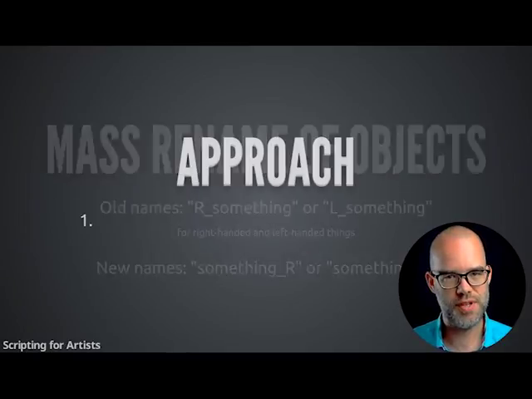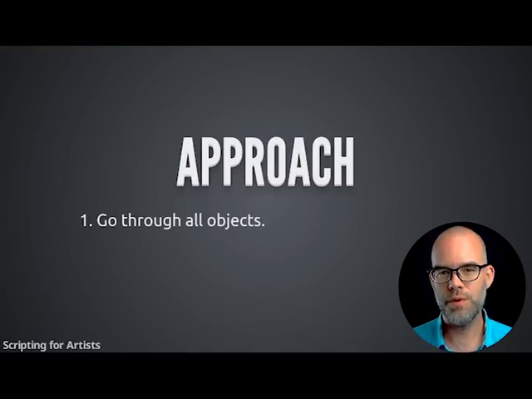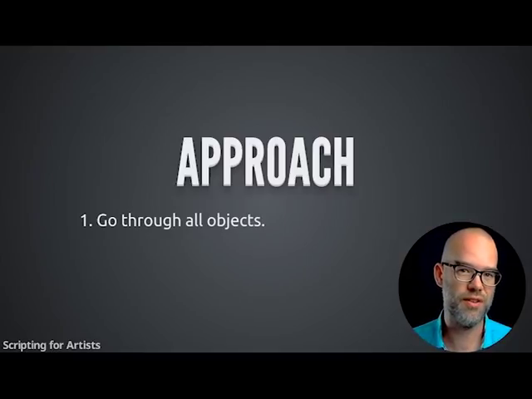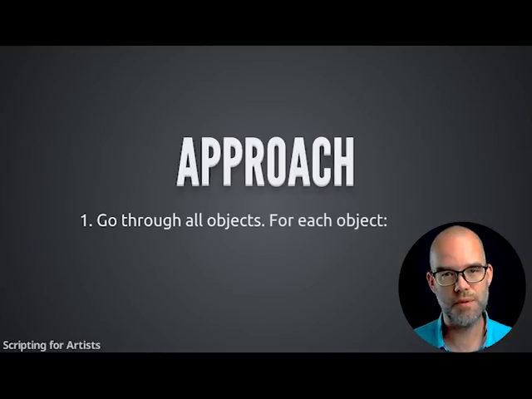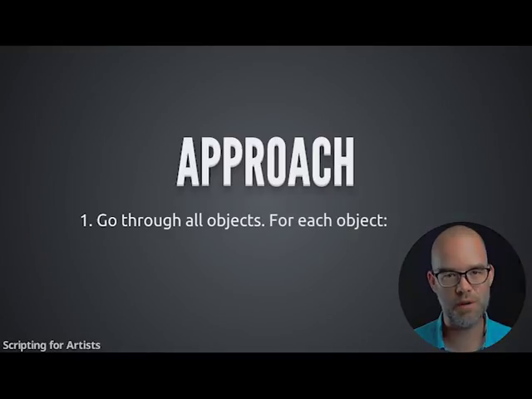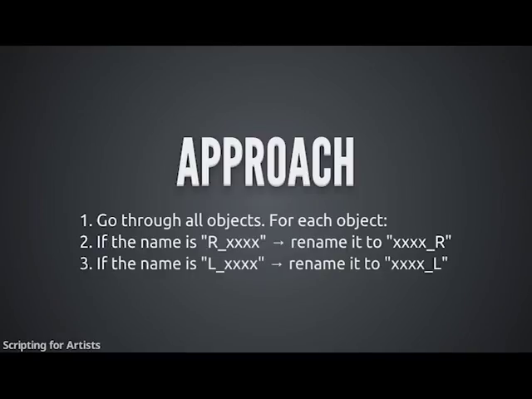So let's see how we approach this, and it's always a good idea to think a little bit about your approach before you start coding, because it will make your code a bit easier to work with. First of all, we want to go through all objects. We would like to have only the ones we're interested in, so only with L underscore or R underscore in the beginning, but Blender doesn't readily give this to us, so we have to filter it out ourselves. So we go through all of the objects and we do something for each object, which is if the name starts with an R underscore, we rename it to something underscore R, and the same with if the name is L underscore something, we rename it to something underscore L. And these are really the only things that need to be done.